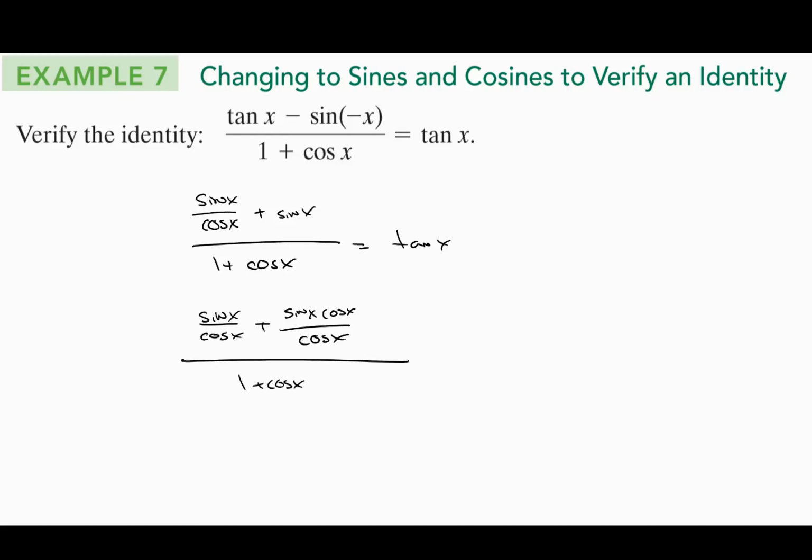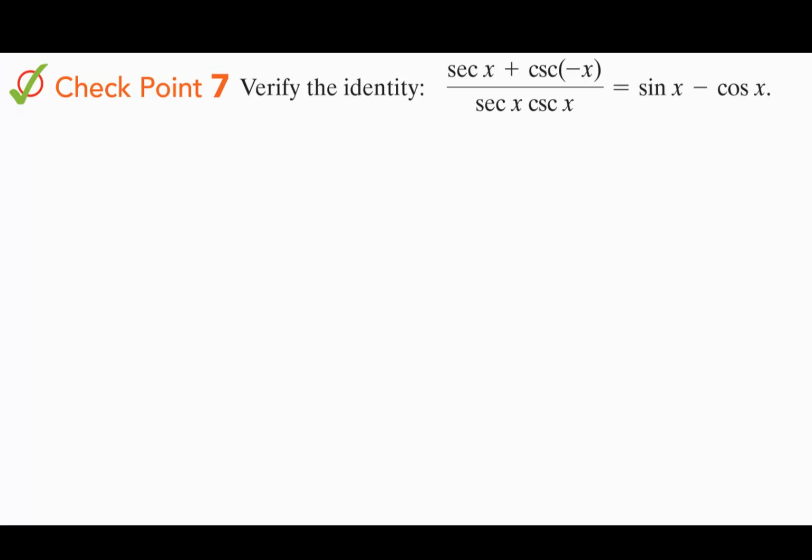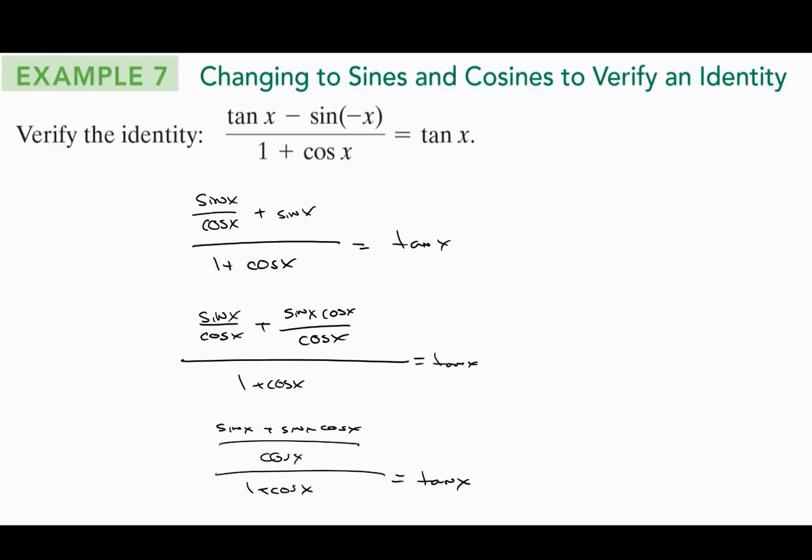I'm going to need more room here, so we're going to just go over to the right here. These now have a common denominator, so that is the sine plus the sine times the cosine over the cosine over 1 plus the cosine. Okay, and that's all equal to the tangent. Probably thinking, how am I going to get this just to a tangent? All right, so remember that when you have a fraction over a fraction, you multiply by the reciprocal.